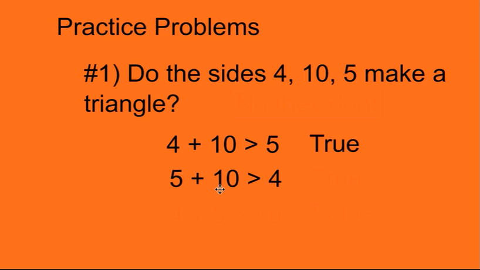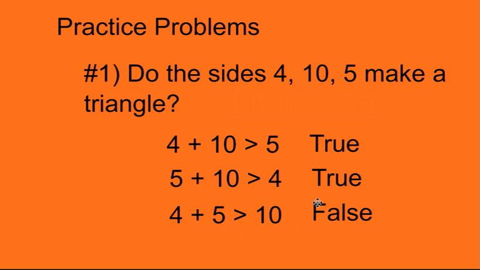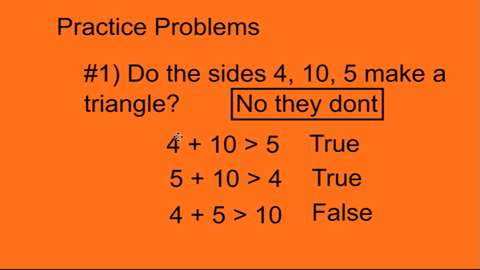5 plus 10 is 15. That is bigger than 4. That is also true. So far so good. We've got one more to check though. 4 plus 5, is that bigger than 10? Well, 4 plus 5 is 9. That is not bigger than 10. That is false. So since this way does not work, then we cannot make a triangle out of 4, 5, and 10. So the answer is no, they do not make a triangle.